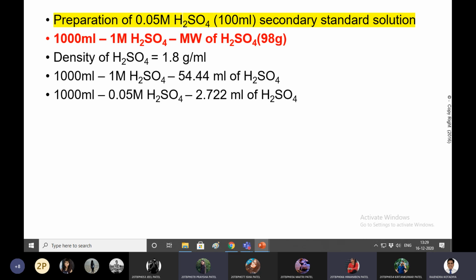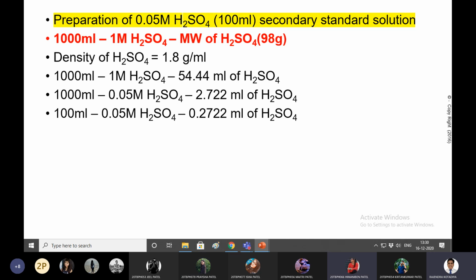This particular value, 2.722 ml of H2SO4, is for 1000 ml. We have to prepare 100 ml. So for 1000 ml it is 2.722, for 100 ml it should be 0.2722 ml. Right.